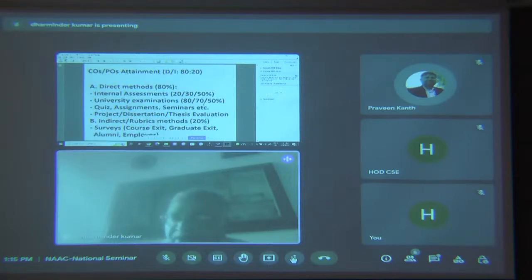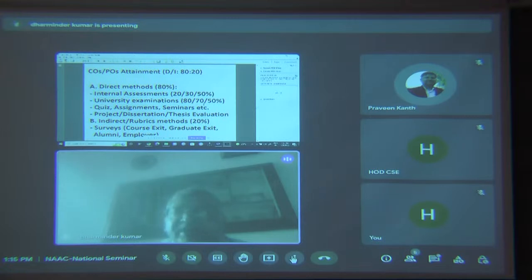Now you have set the target values. Now your duty is to tell your students how they will be assessed. Normally there are two kinds of methods, direct methods and indirect methods. In direct methods, normally the internal assessment, university examinations, quiz, assignment, seminar, etc., or project or thesis evaluation, as per the guidelines of the affiliating university.